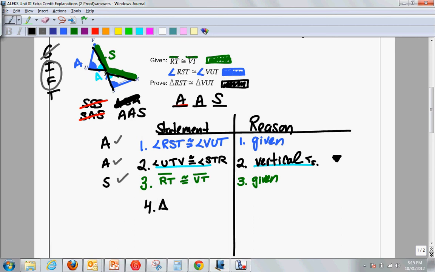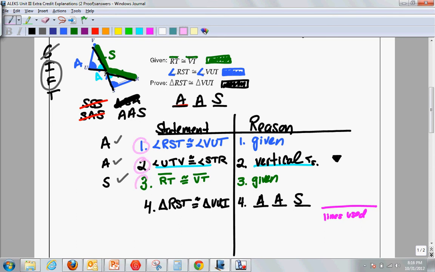Number 4, it's going to be triangle RST is congruent to triangle VUT. And here it's going to ask for which congruency, and the congruency here is angle, angle, side. It's a tail. And it's going to ask for lines used. And lines used here are lines 1, 2, and 3.